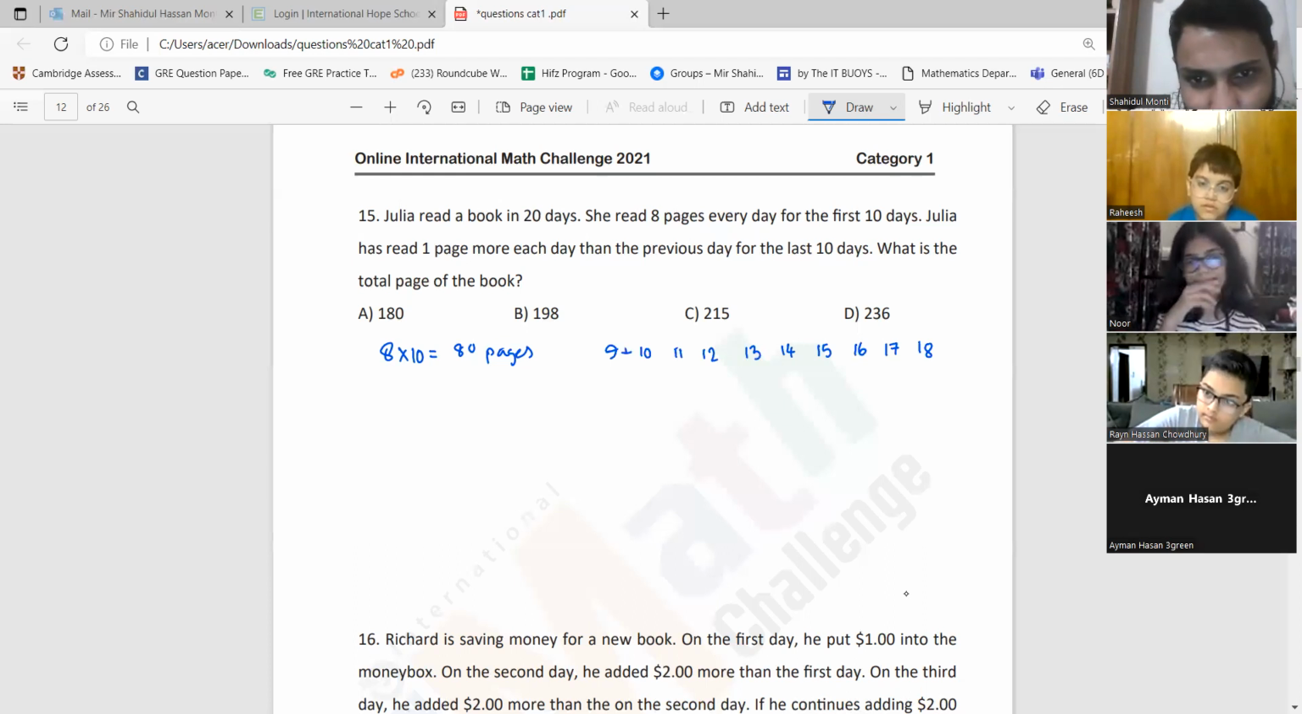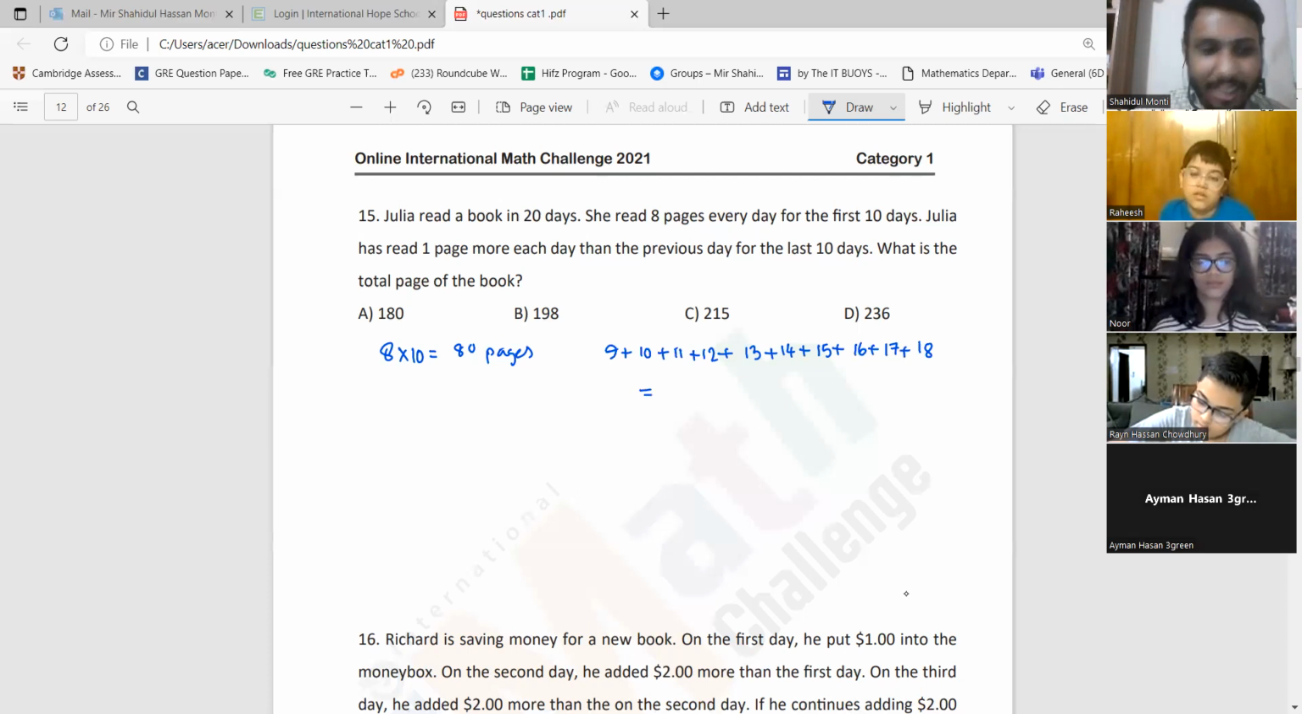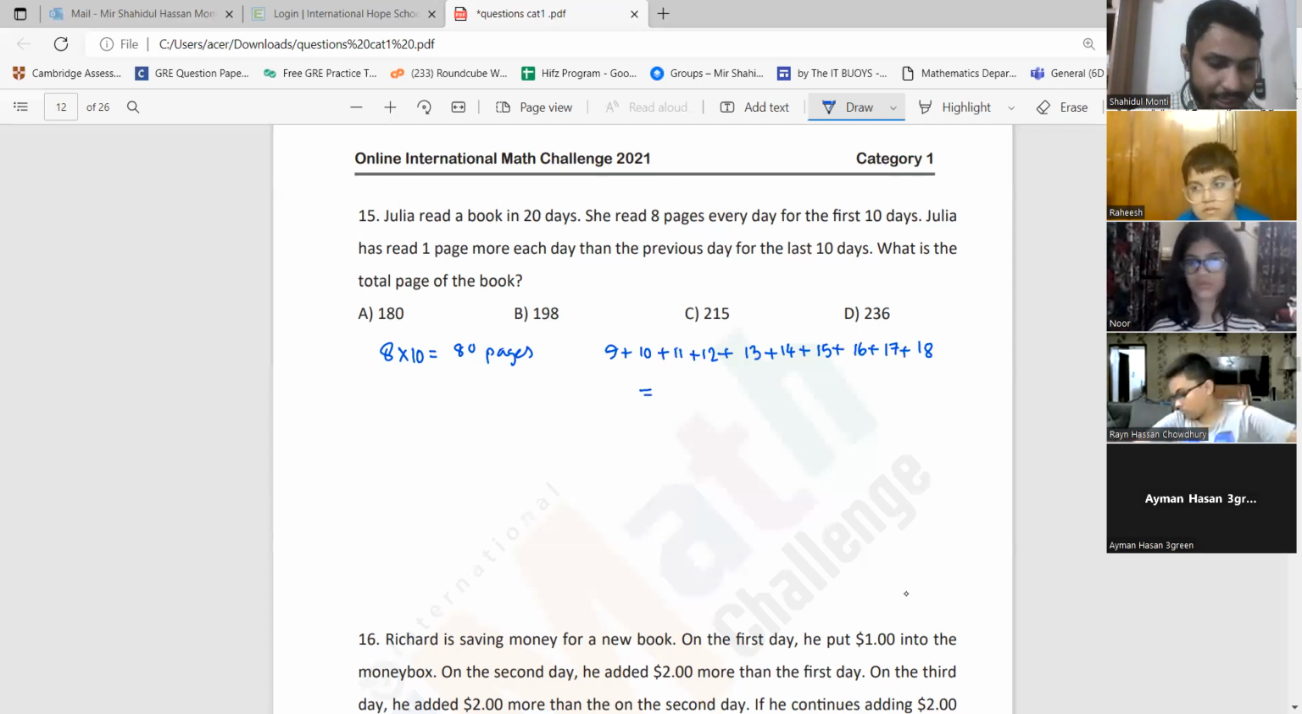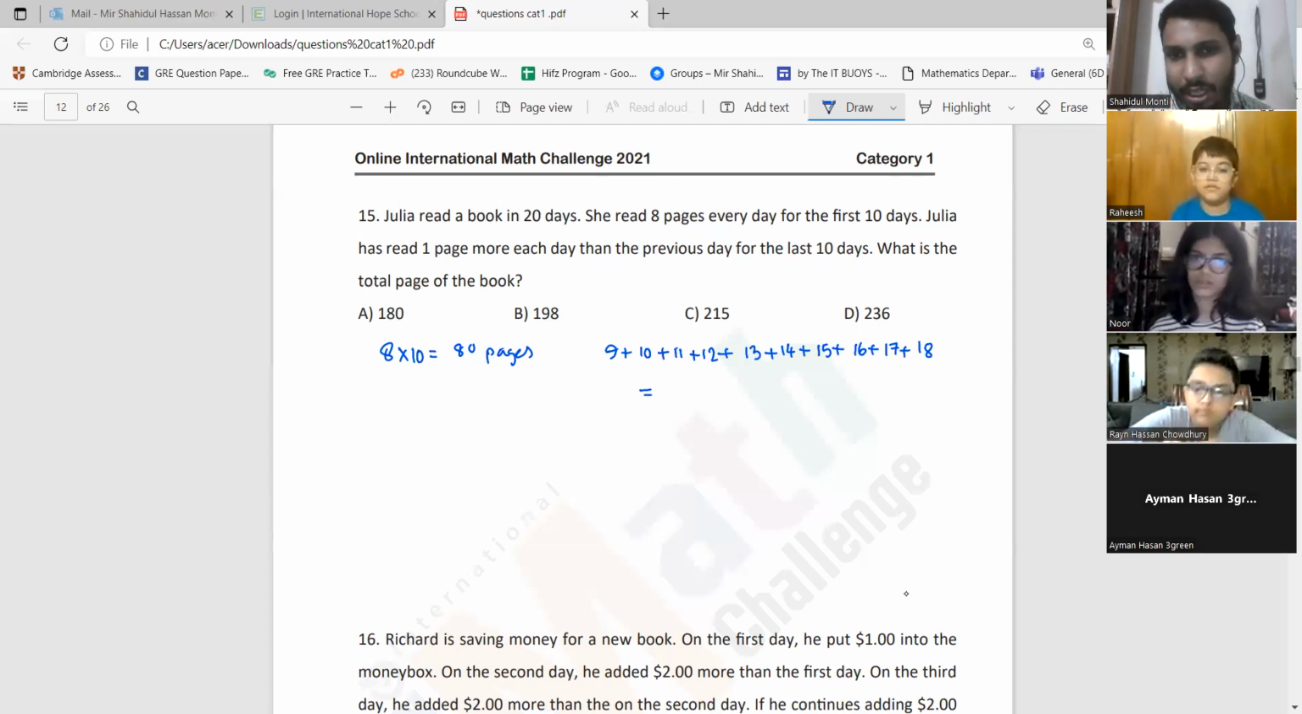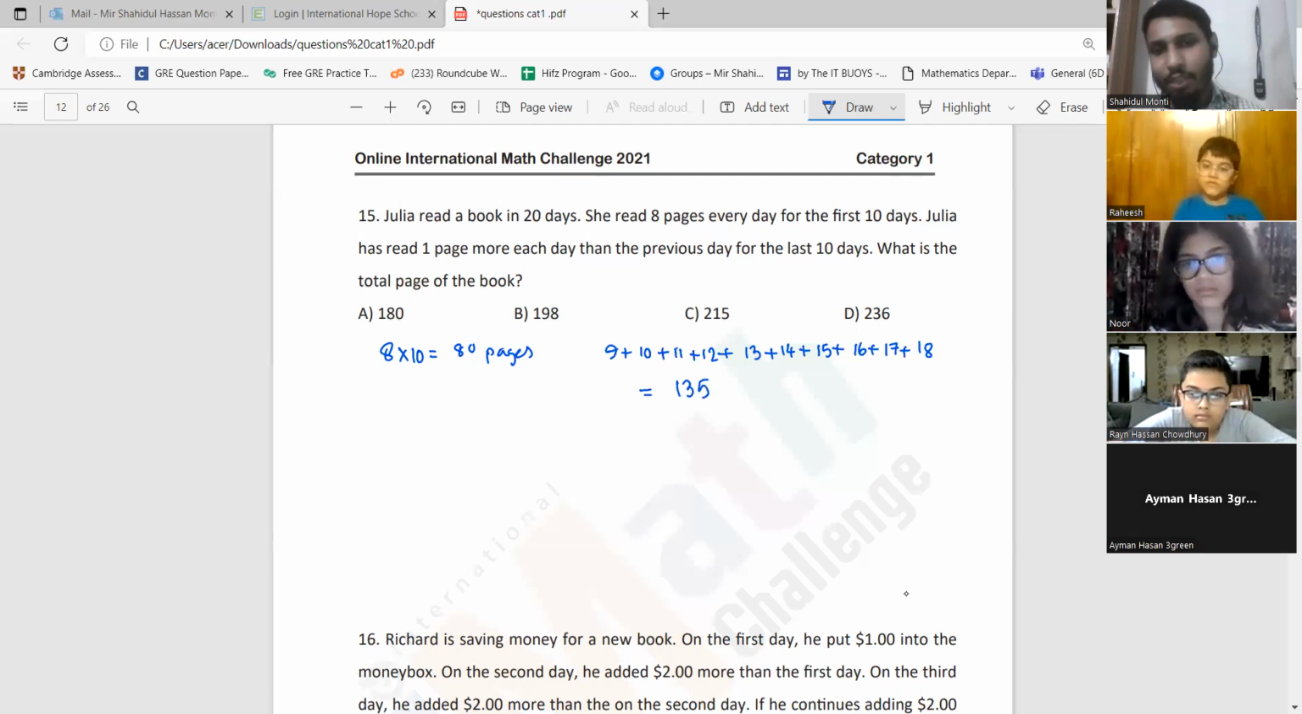Now, what we're going to do is add this number of pages. Now, if we add this, what do we get? We get 9 plus 10, 11 plus 12, 13 plus 14, 15, 16, 17, and 18. So you have to be good with the calculation here. If you can add them quickly and get it correct, then your answer will be right.